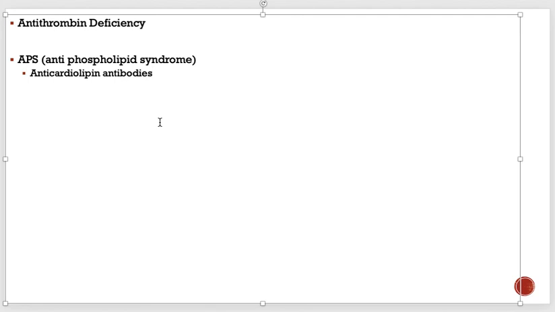And one more thing, it is also believed that in antiphospholipid syndrome there is inhibition of the protein C pathway. I hope you understand what the protein C pathway is until now.